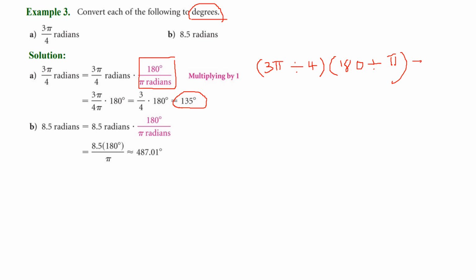Don't forget to press equals. And in a similar way you can do this one, and this is a real number, it is easy, no need to keep it in brackets. Just press the number 8.5 on your calculator, then open bracket 180 divided symbol pi, close the bracket, equals. This gives you approximately 487.01 degrees.